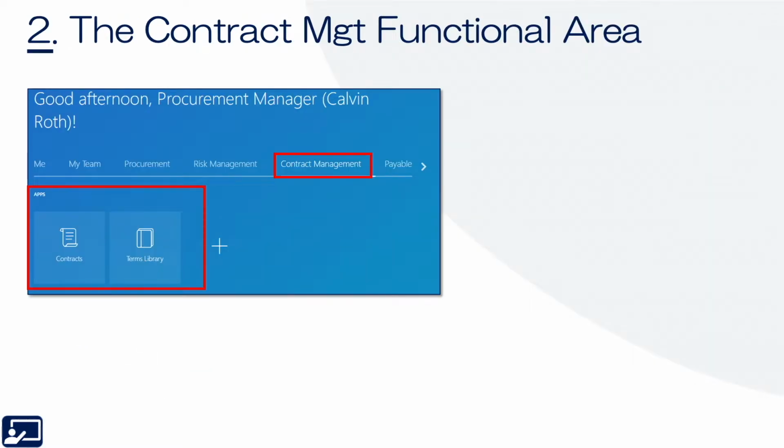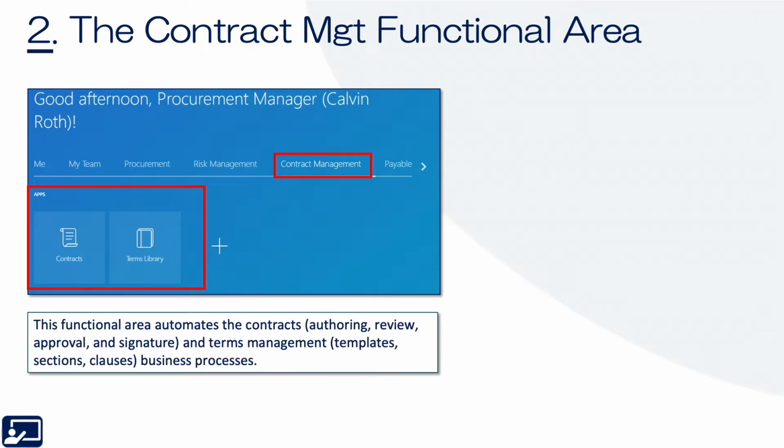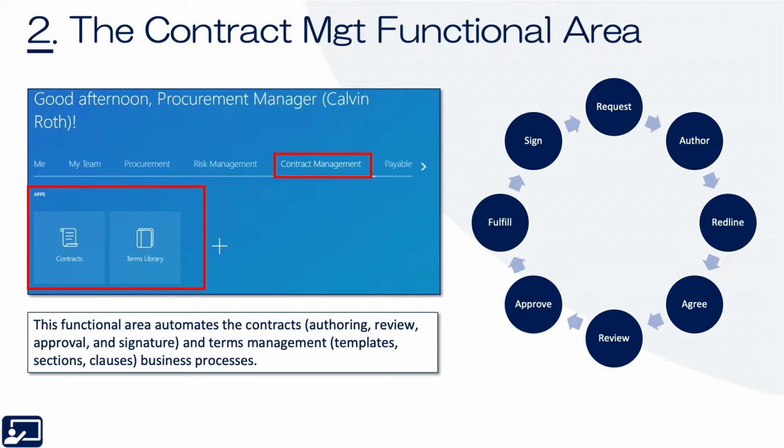Second topic, the contract management functional area. The image on the left shows the different applications in this functional area. This functional area automates the contracts, meaning authoring, review, approval, and signature, and terms management, meaning the templates, the sections, the clauses. That automates those business processes. The image on the right shows the contract management lifecycle flow. To learn more about this functional area, watch the free Introduction to Contract Management course under the Discover menu.